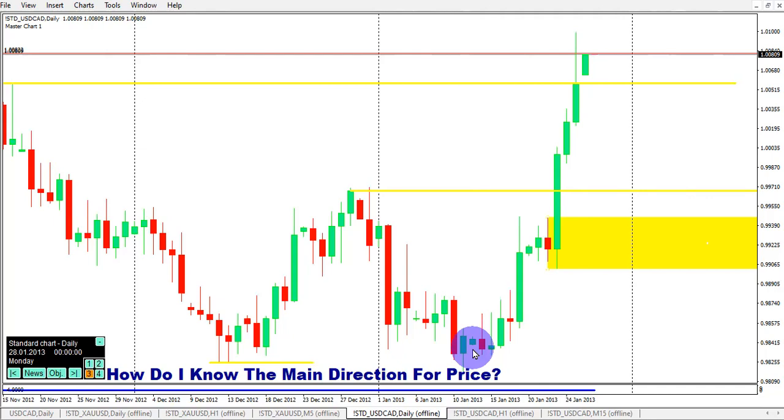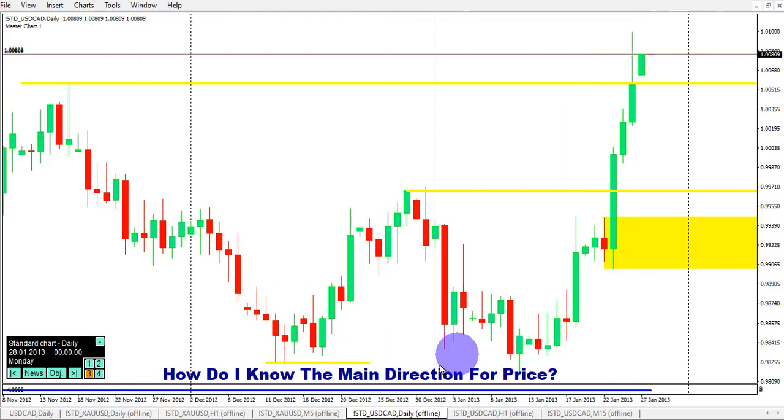Now for those of you who are very new to the concept of institutional pricing or price action, one thing that I suggest to my people that you can use here would be intermarket relationship.